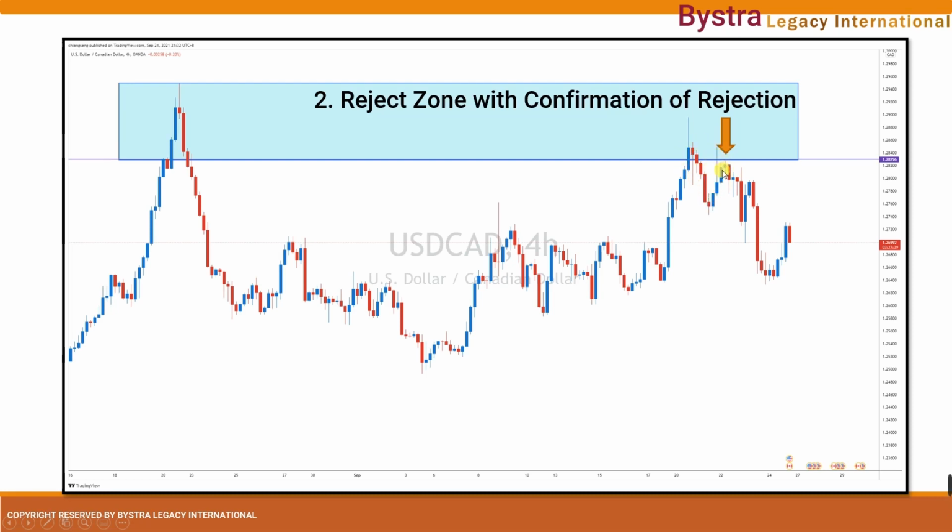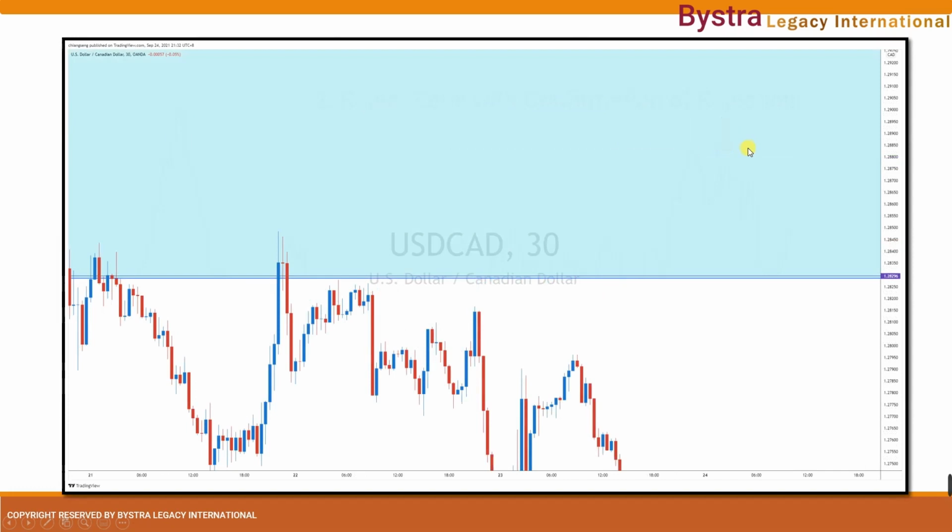Price comes back again, and this time it rejects for the second time. So how many times does it reject? I'm not too sure, but every time there is a confirmation of rejection, we take it as a sign that the price has rejected the resistance in this zone. Next, we go to the M30 chart.